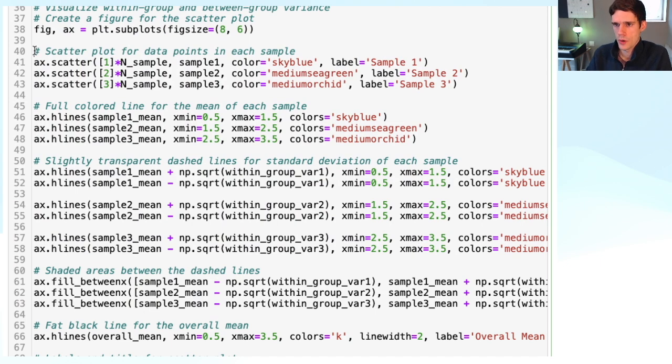The most interesting part is arguably this scatter plot, because we want to visualize all of our data points on the same visualization. However, we don't want to mix them all up. Therefore, we want to scatter plot each dataset on a different line. To do this, we use a scatter plot, then this 1 between brackets multiplied by n sample. And then we give our sample, with a corresponding color to distinguish between them. Then for each dataset, we also plot the sample mean, as a horizontal line in the corresponding color.